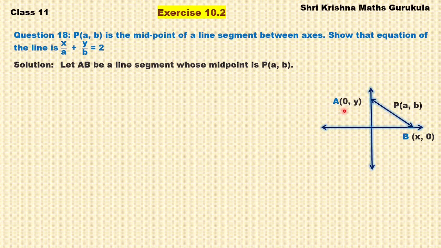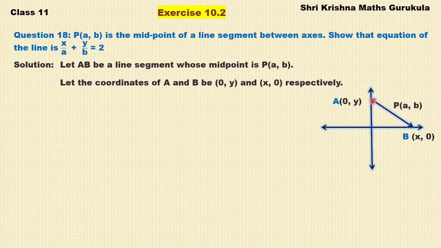Now the coordinates of point A will be, this is a point on the y-axis, so the x coordinate is 0, and this height I am considering as y. You can consider the height as m and n, any other intercept apart from a, b, because that leads to confusion, okay? So here I am considering the height to be y. So our coordinates of A and B will be (0, y) and (x, 0).